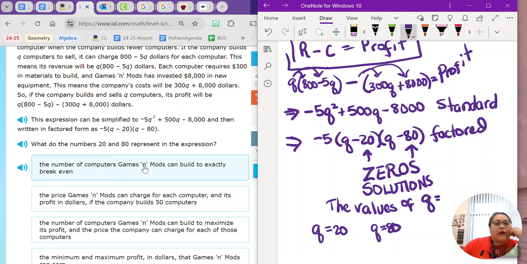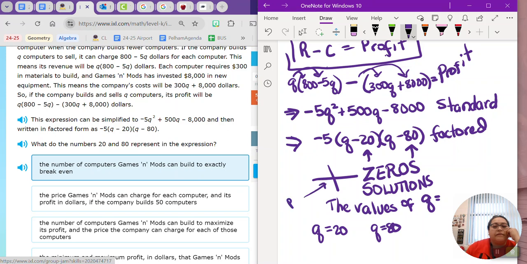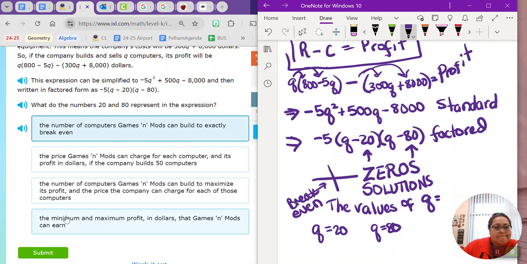To exactly break even, yes. Crossing the x-axis is the break-even point. That's when you neither make profit nor lose money in your production. So the solutions are a break-even point when we're talking about money. No, it's not minimum or maximum because this is not the vertex. This is where we're crossing the x-axis. So it has to be this one. Crossing the x-axis is when you break even.